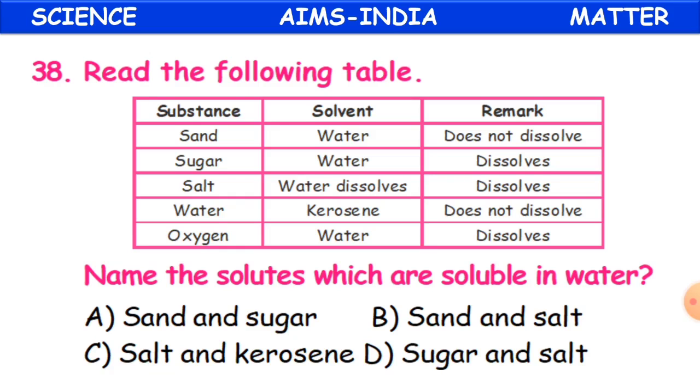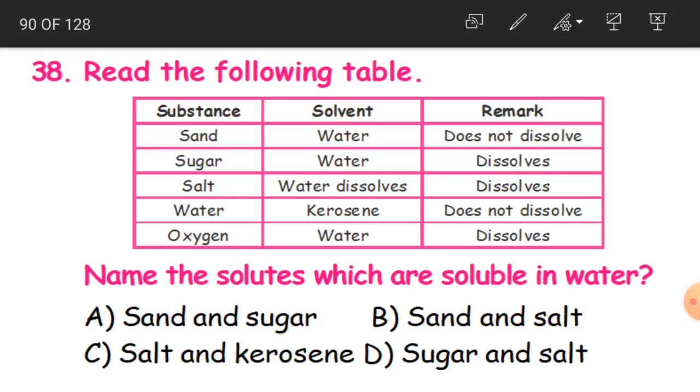Now, 38th question. Read the following table. So here you have a table, children. You have substance, solvent, solvent in the sense in which substance it is going to be dissolved, and the remark, whether it is going to dissolve or not. After reading the table, what do we have to do? Name the solutes which are soluble in water. So name the substances which can be dissolved in water.